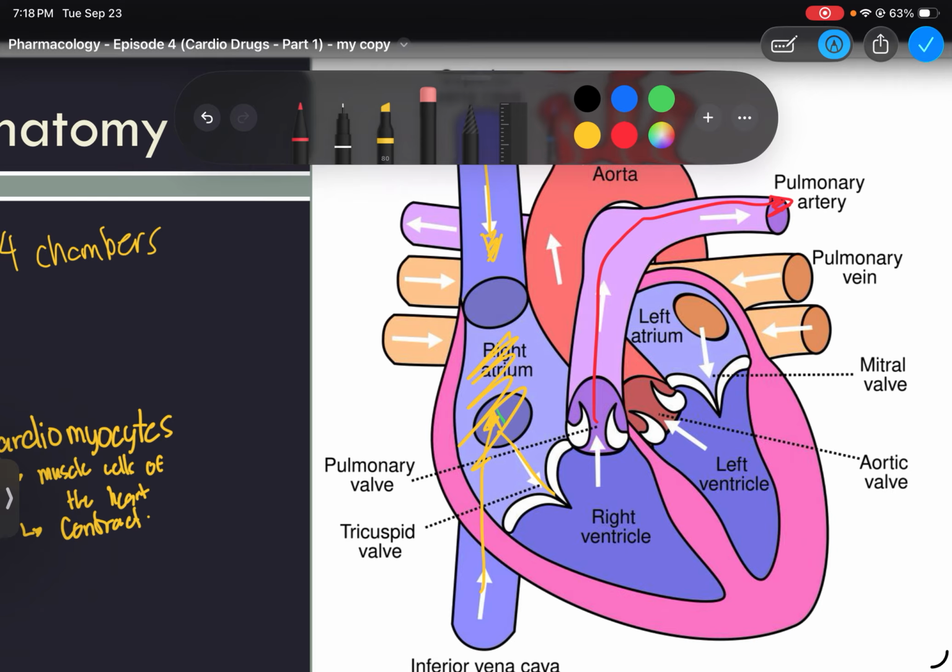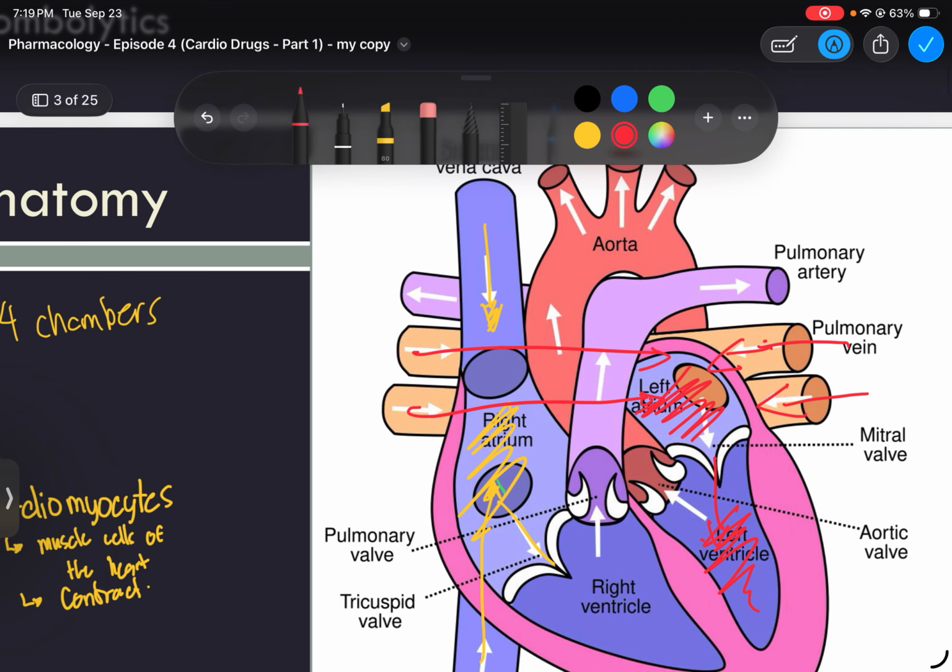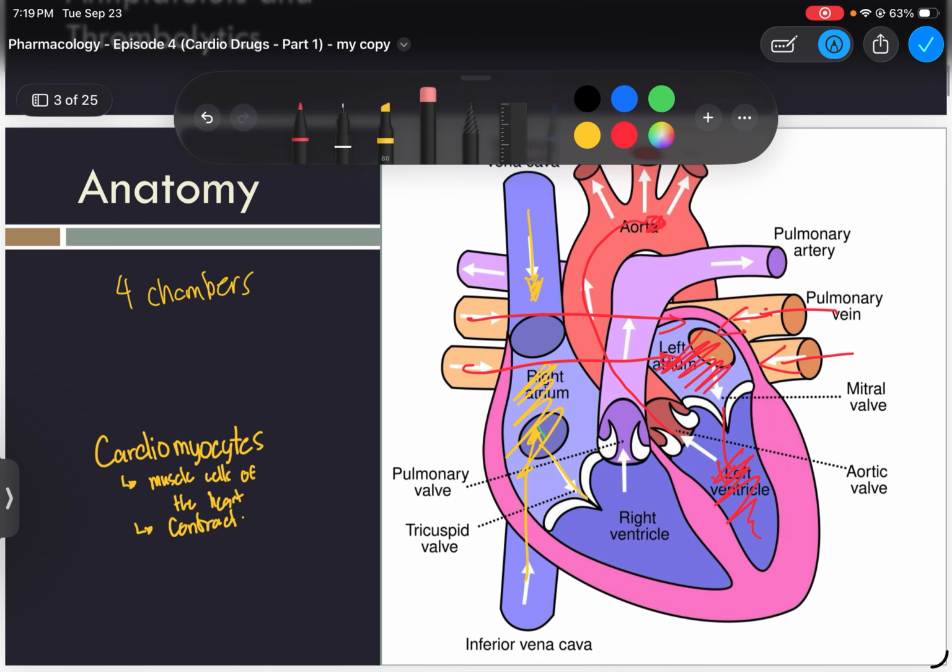And once it is oxygenated, class, the oxygenated blood will come back to the heart through your pulmonary veins. There are four. Through your pulmonary veins and into the left atrium, down into the left ventricle, and then pumped into your aorta, and then into your system. So that is our circulation.